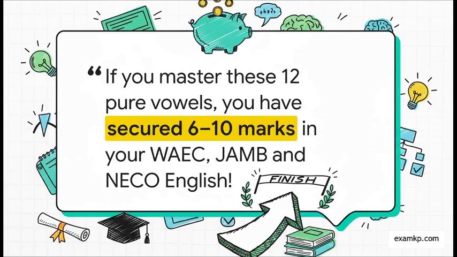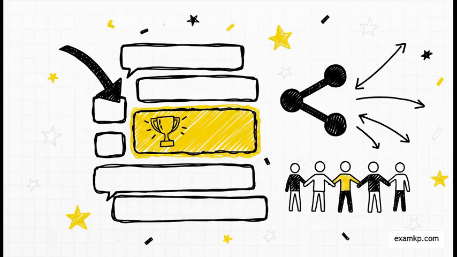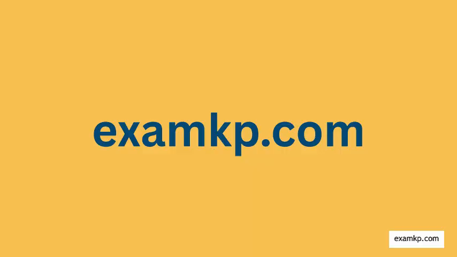So why does all this matter so much? Because this isn't just some abstract lesson. This knowledge is a direct path to grabbing 5, 6, maybe even 8 more marks on your final paper. I mean, that could be the difference between a B and an A. This is time very well spent. Once you've completely mastered these 12 pure vowels, you'll be ready to take on the next level, diphthongs. But for now, just focus on these 12. Practice them, listen for them, and go get them in your exam. You've got this. That's it for today.